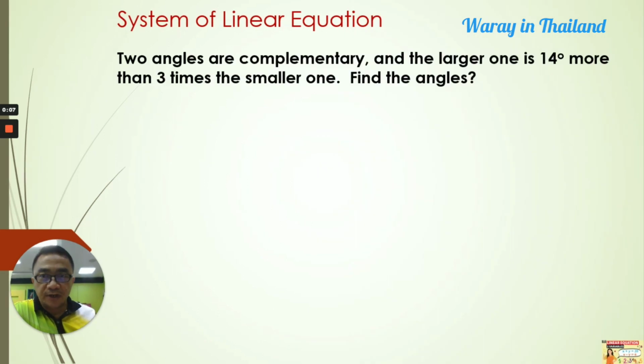Okay, so we have here our next example. It says here two angles are complementary and the larger one is 14 degrees more than 3 times the smaller one. Find the angles. Okay.